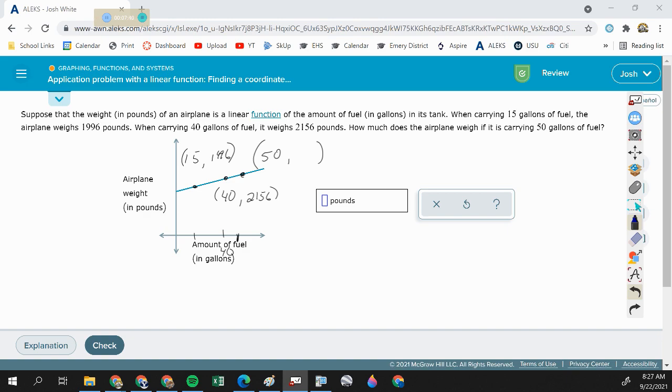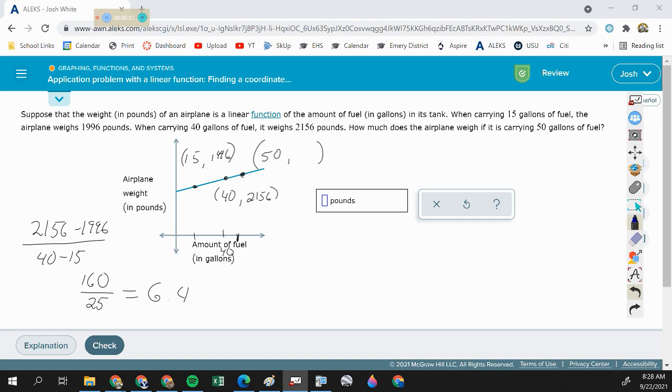Well, first we need the slope. So 2156 minus 1996 divided by 40 minus 15. So that's going to be 160 over 25. Did I do that right? 416. Yeah, it looks like it. So 160 divided by 25 is 6.4. What does that tell me about the story? So every gallon weighs 6.4 pounds.